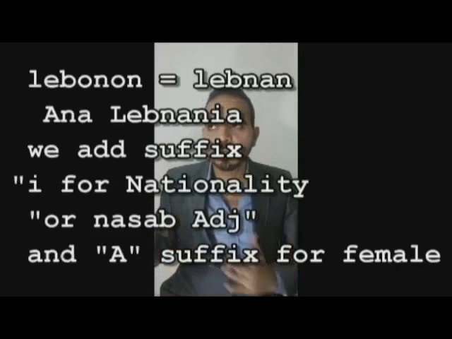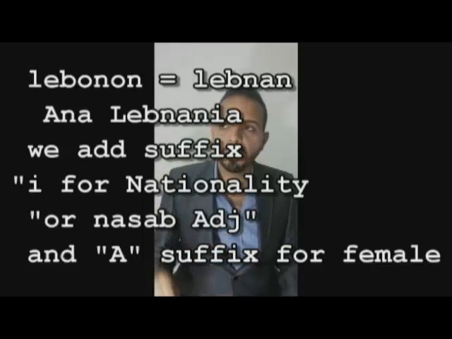Japan is a country name, and Japani expresses nationality. I am Japanese, ana Japani. Lebanon is a country name, and Libnani, we add the ending to describe nationality. Ana Libnani. For women, ana Libnaniya. So whether you say ana min Lebanon or ana Libnaniya, it's the same.